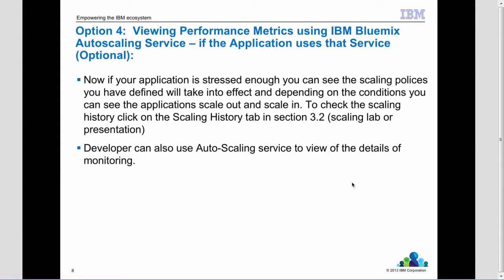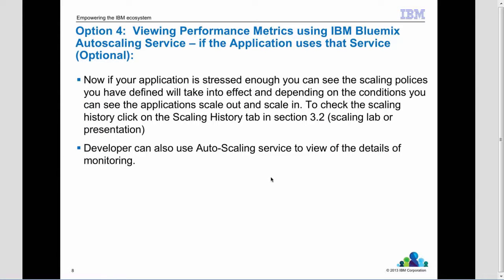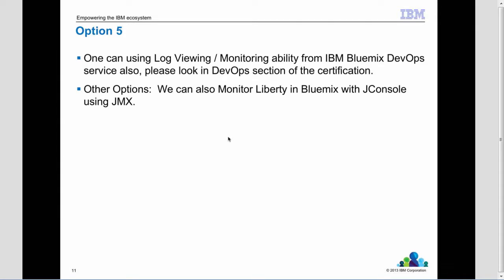The fourth option is the performance metrics using the auto-scaling service. The same thing has been shown in the auto-scaling lab, which is in section 3.2. Now I'm going to go to option 5. You can do a similar type of log viewing and monitoring, where you have all the monitoring abilities using the IBM DevOps services, the Bluemix DevOps services. To do that, you can go and look at the DevOps services section of the certification, which is section 4, I think.